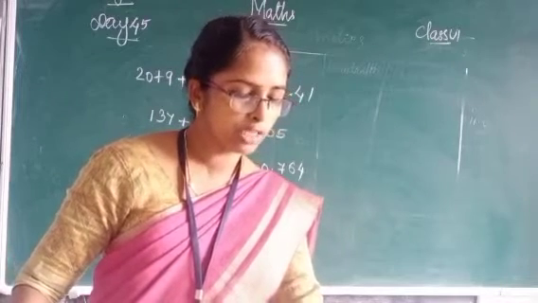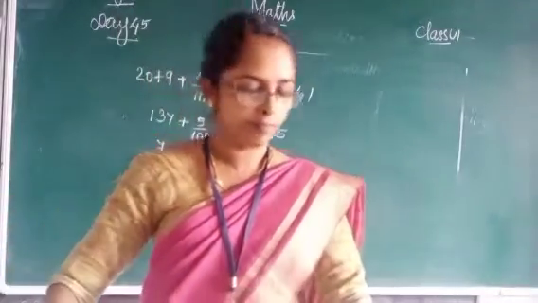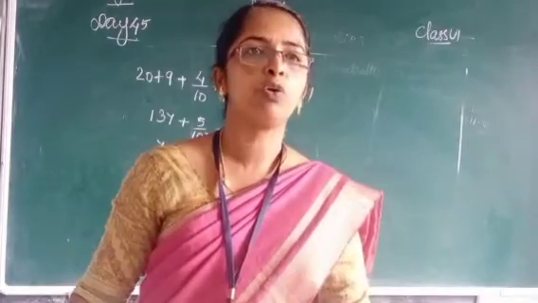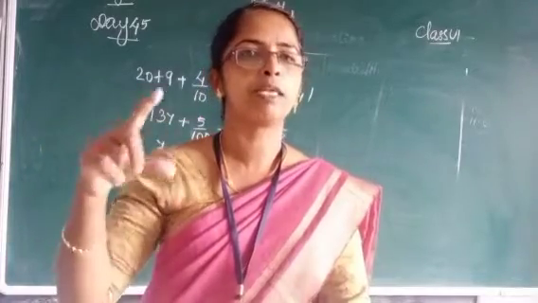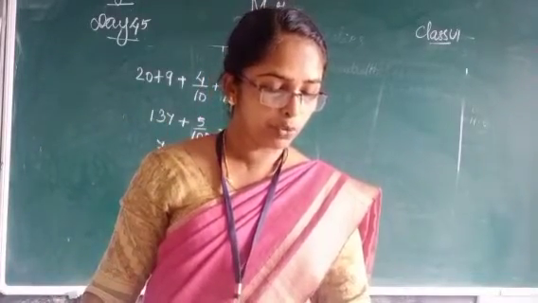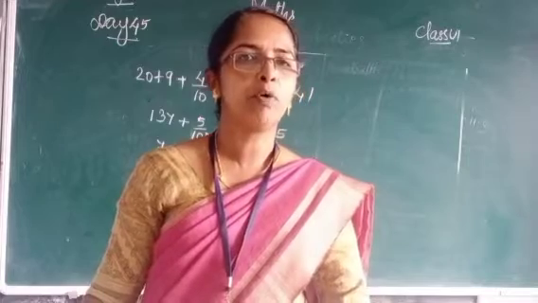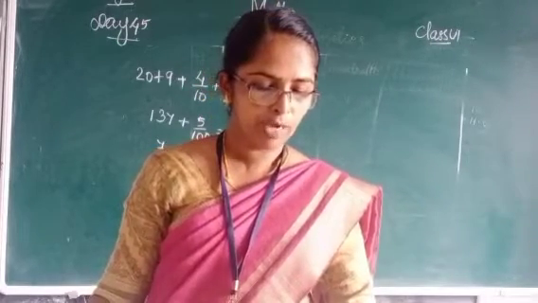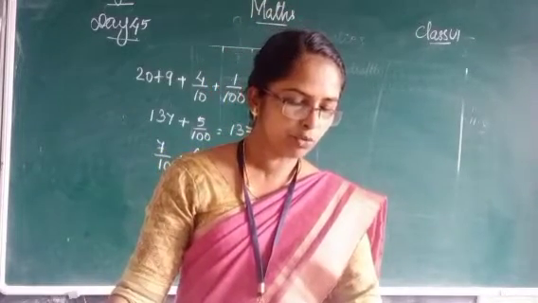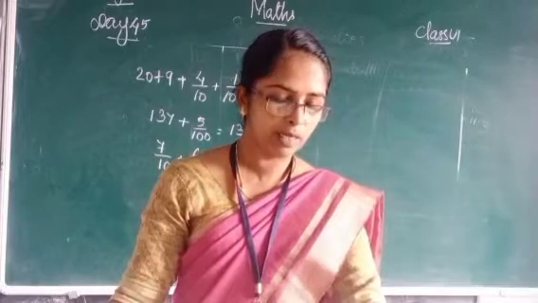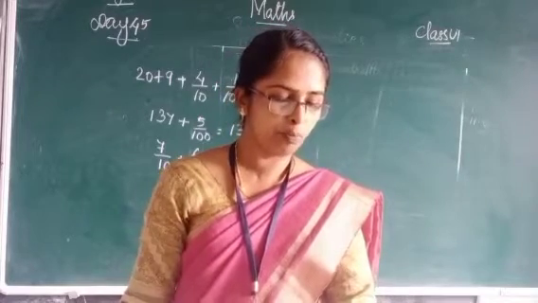Write each of the following decimals in words. Here 0.03. 1.20, not 20. After the decimal point, the digits are not read together; they are kept separate. So 1.20, 108.56, 10.07, 5.008.